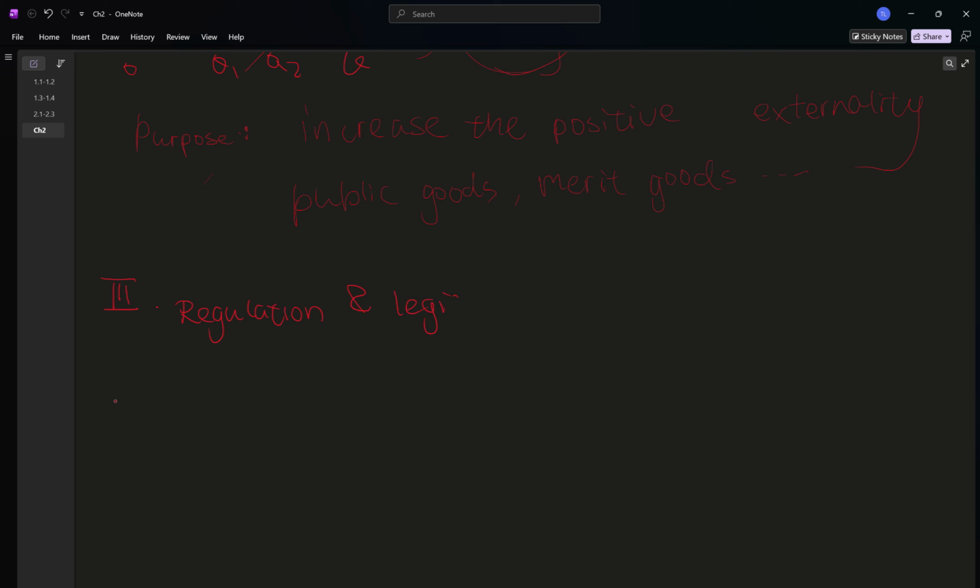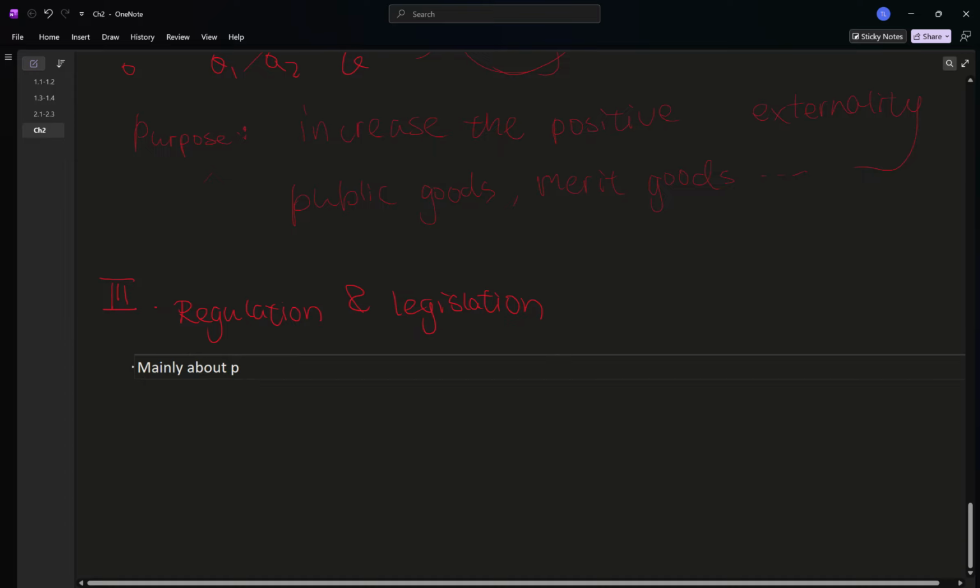Regulation and legislation. This is quite obvious. They are quite simple, because we don't usually test on these two. So it is mainly about policy. This part I'm going to type out because it is simple for both of us.